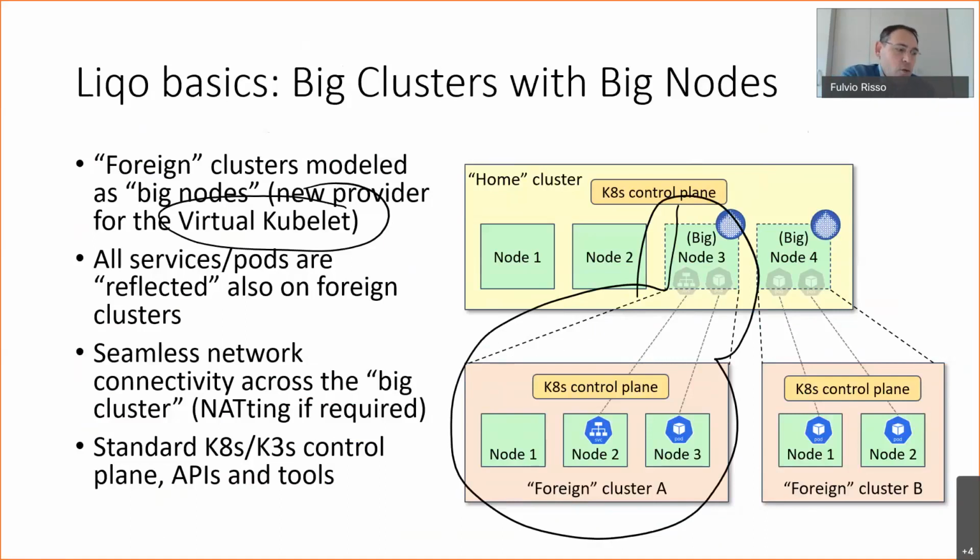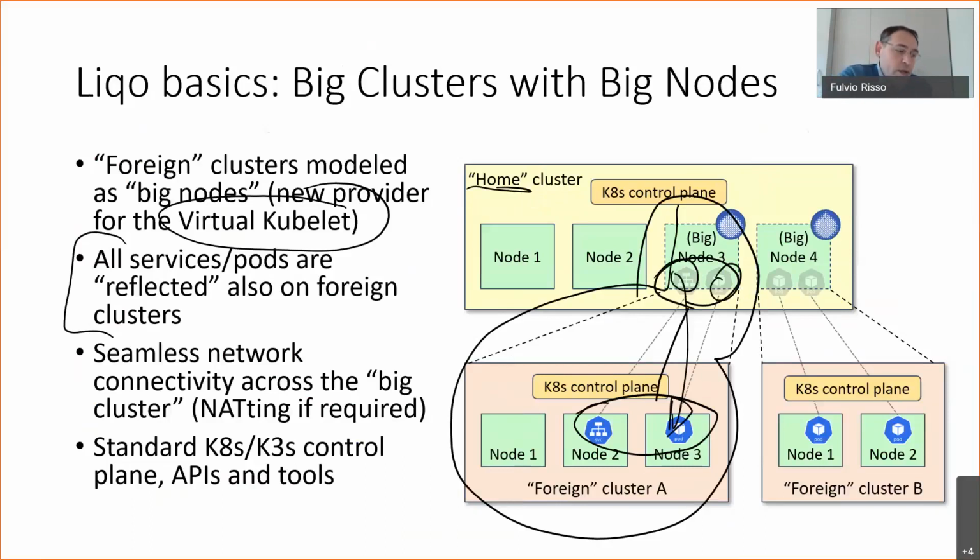Second, we have to implement a sort of reflection service that allows us to duplicate in a clever way, and we will return to this later, all the things that we started in the remote cluster so that they are apparently available also locally. So when I interact with my home cluster, I can see all the pods, all the services, even if they are running remotely. And this is the reflection part.